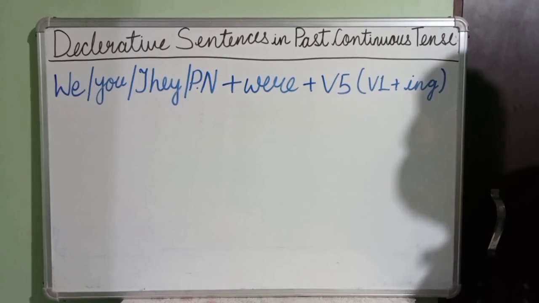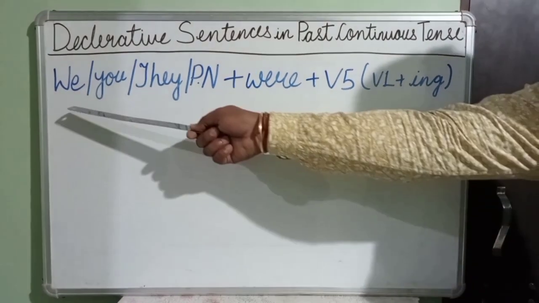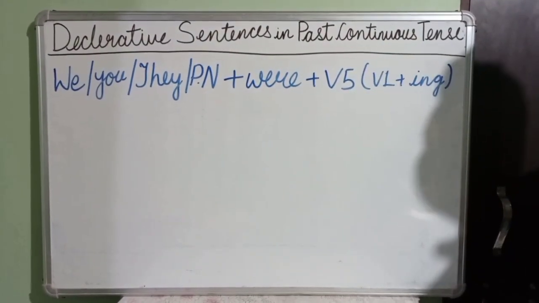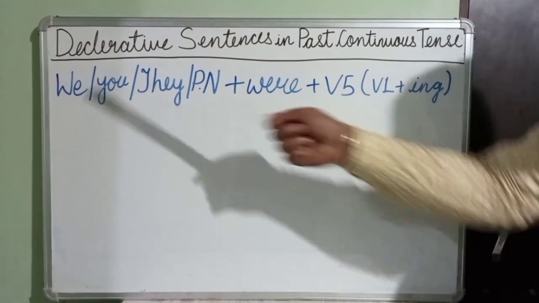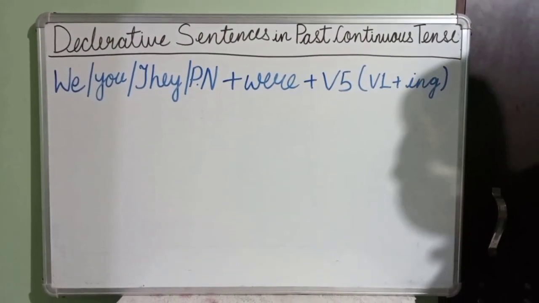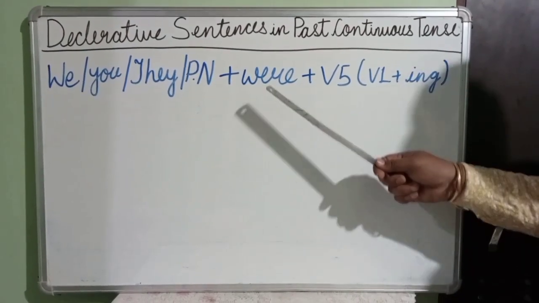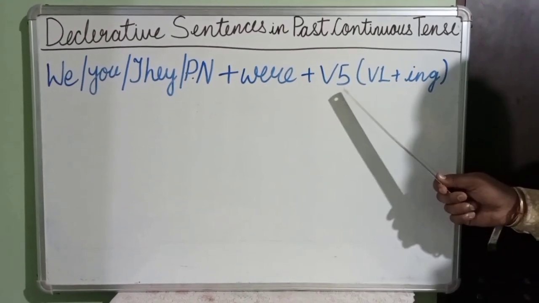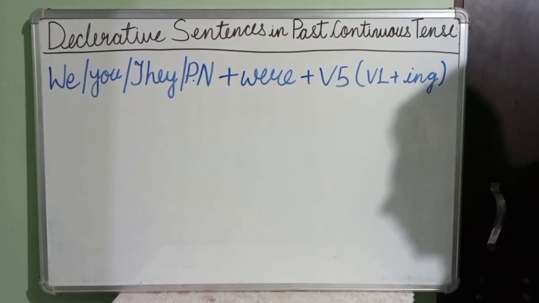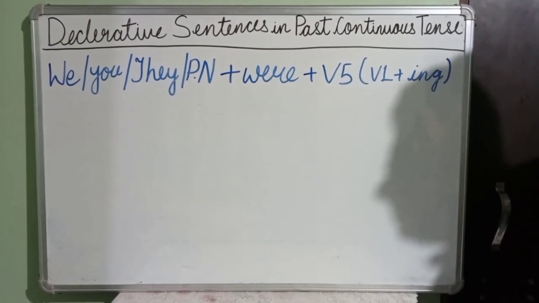Now, with the first person plural subject, we, second person singular and plural subject, you, and third person plural subject, they, or plural noun, we have to add were plus the fifth form of the verb. Now let us see some examples.